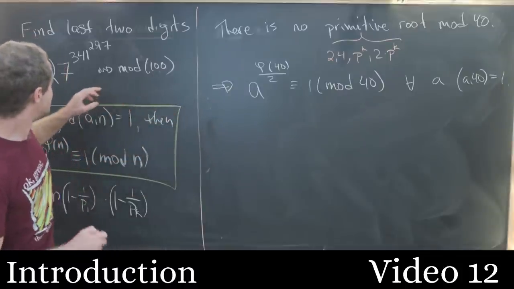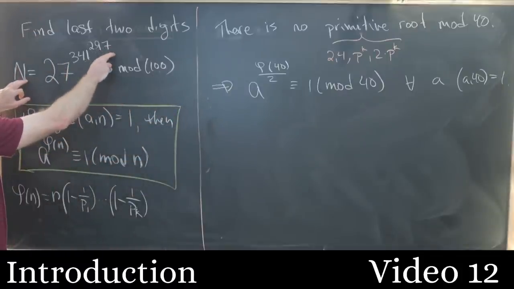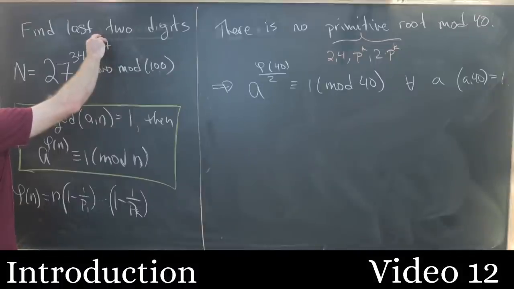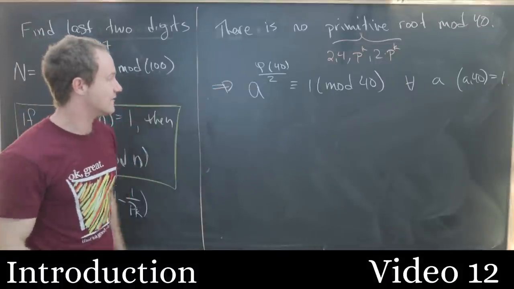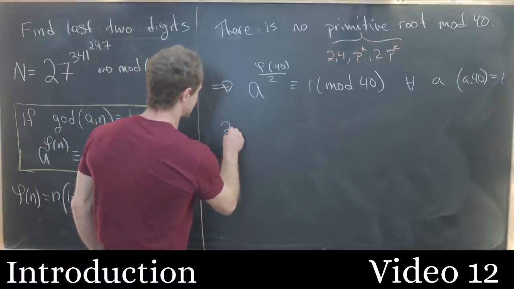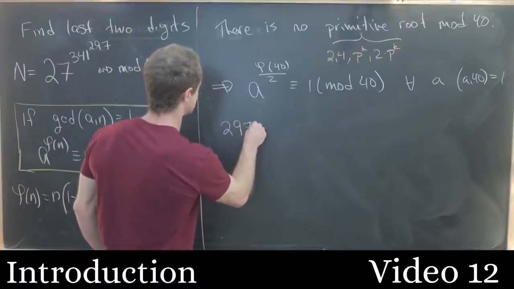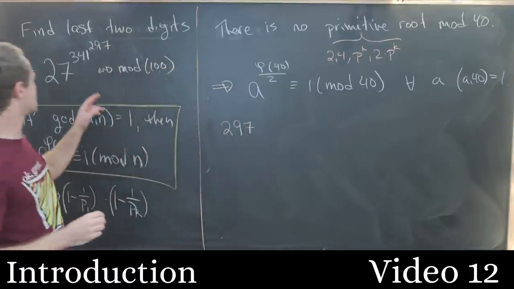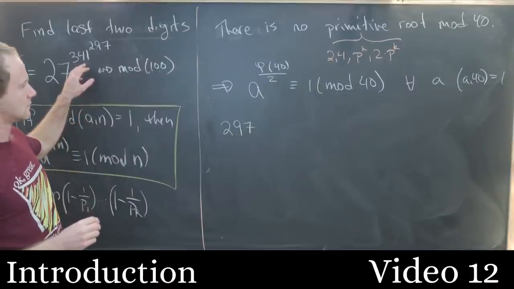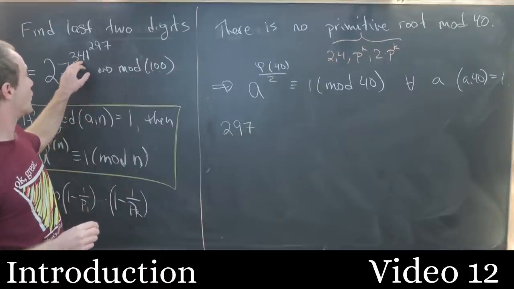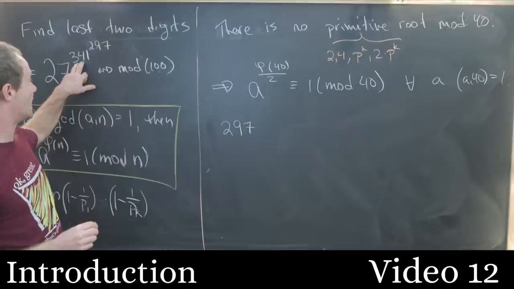Okay, so that means that when we're doing this reduction right here, we're allowed to reduce 297 mod phi of 40 over 2. But let's do that. 297, sorry, wait, no, we can reduce this 341.